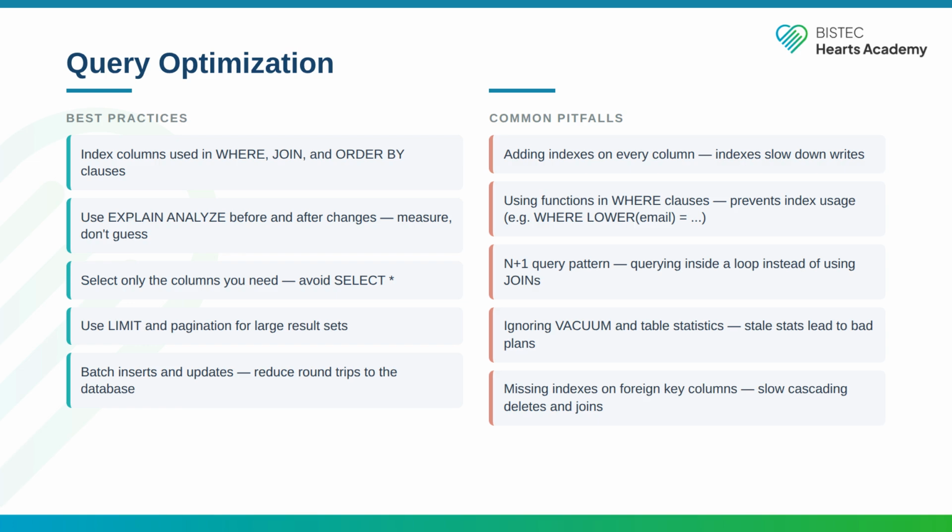PostgreSQL's query planner uses statistics about your data to choose the best plan. If those statistics are stale, the planner makes bad choices. Run ANALYZE periodically, especially after bulk inserts, and always index your foreign key columns. Without them, cascading deletes are slow, joins are slow, and ON DELETE CASCADE can lock your entire table.